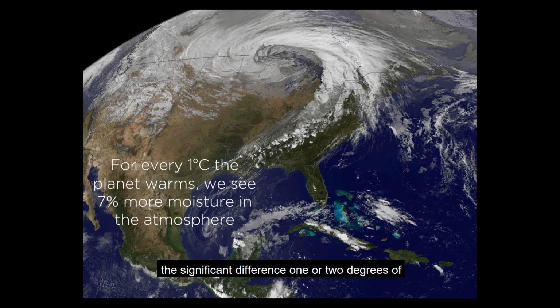As we talk about climate change or the climate change emergency, this is the one statistic that has helped us realize the significant difference 1 or 2 degrees of warming will have. For every 1 degree the planet warms, we'll see 7% more moisture in the atmosphere. This means that if we get to 2 degrees warming, we'll have 14% more moisture in the atmosphere. And that will be 14% less in our rivers and streams and 14% more in our storms.